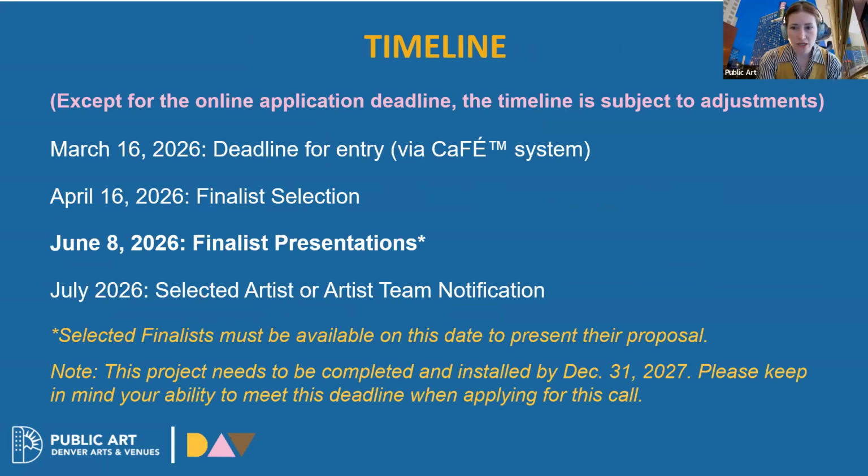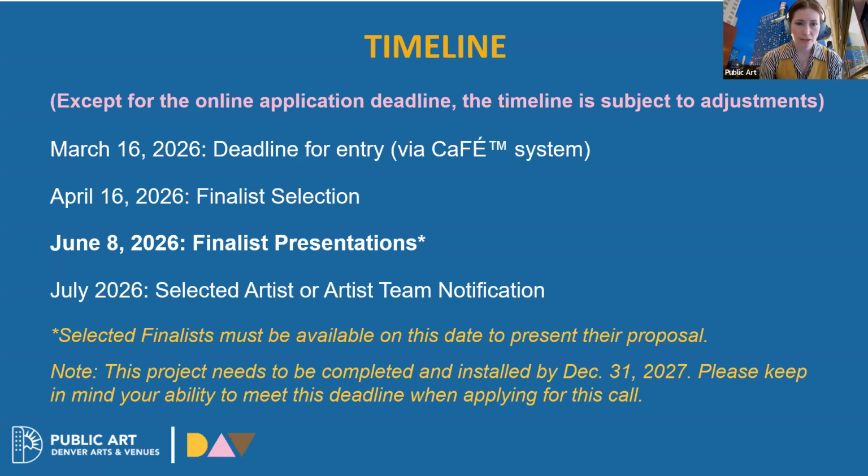All right, here is the projected timeline. So this is a preset timeline. So we have meeting dates already assigned on the panelist calendar. So moving them is really not an option, or at least extremely difficult. So we do ask that if you apply to this call and if you are chosen as a finalist, you keep that June 8th date clear because that is already set as the finalist presentation date.